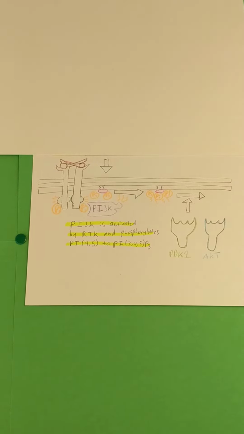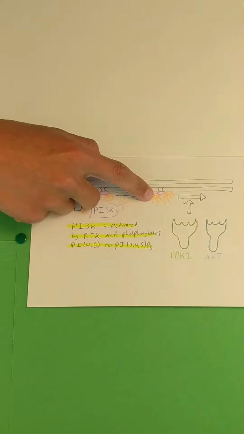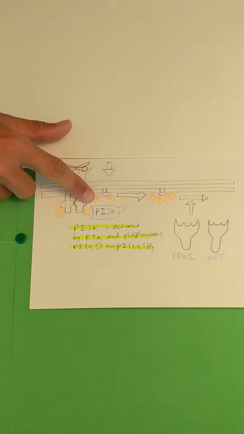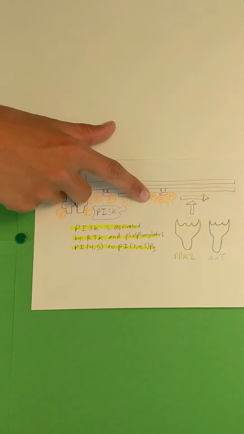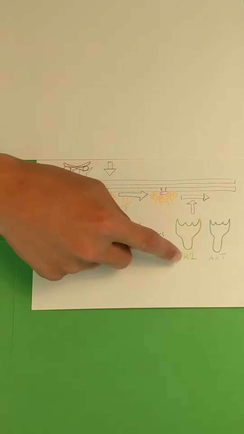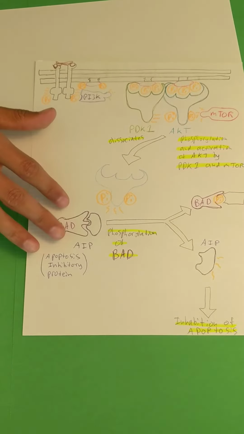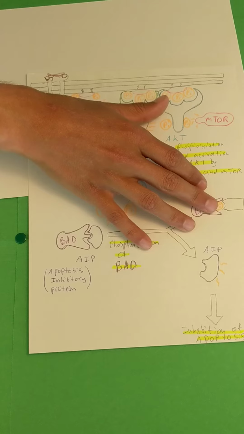Let's talk about PTEN. PTEN is a phosphatase that dephosphorylates the PIP3 right here to a PIP2. Without it, PIP3 remains and we will still get continued AKT and PDK activation and subsequent BAD inactivation, as we see here, by the 14-3-3.